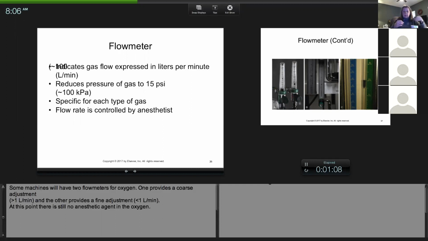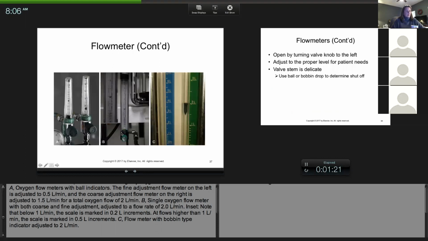You're going to calculate it in liters. And there is a specific flow meter for every type of gas, and we control that flow. So let me show you the picture because it's easier. The one on the right, because it's green, is actually an oxygen flow meter. And then nitrous oxide is blue, so this blue one is the nitrous oxide flow meter.